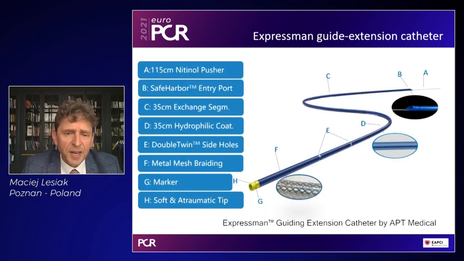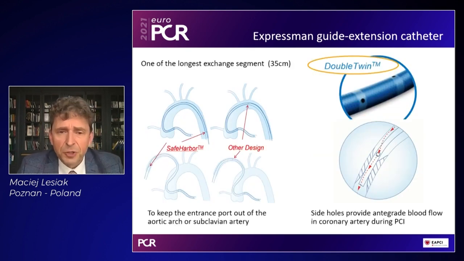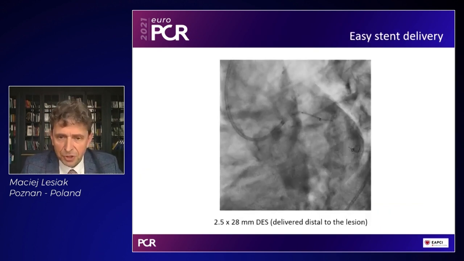So I used the Expressman guide extension because it has a very soft and atraumatic tip, is very flexible, and is covered with a hydrophilic coat, which has two unique features. One of these is the very long exchange segment, just to keep the entrance port out of the aortic arch, or out of the subclavian artery if you use a radial approach. And the second very interesting feature is a double twin side holes located close to the tip of the catheter, just to provide some antegrade blood flow in the coronary artery during a PCI procedure.